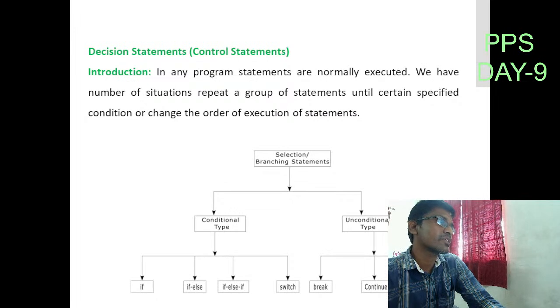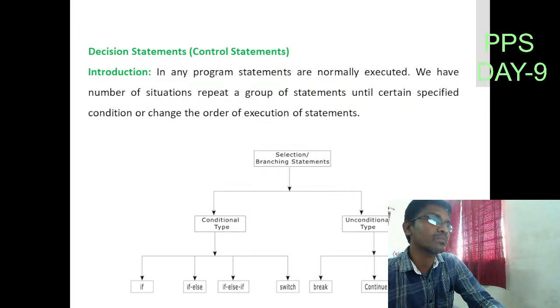So what is a decision statement or a control statement? In any program, statements are normally executed. For example, yesterday I executed this small program like int a is equal to 10, float b is equal to 2.2 and character c is equal to x. While executing this program, it will execute line by line. So that is a normal execution.